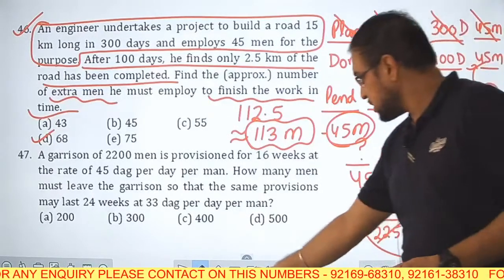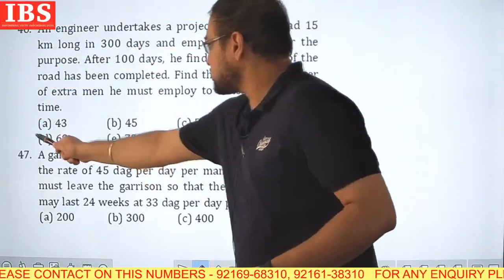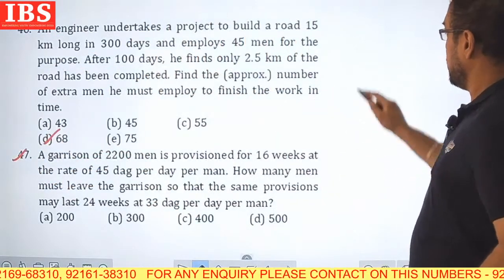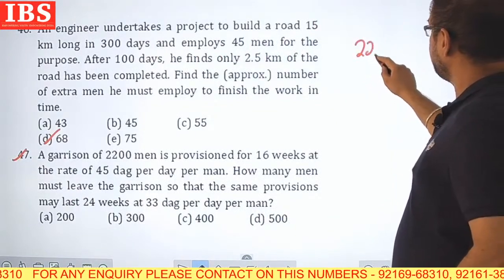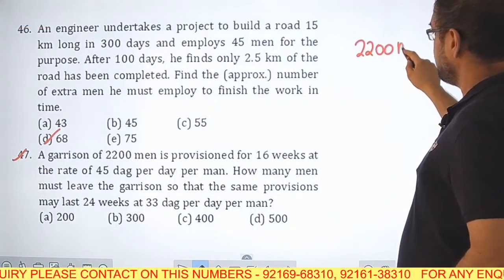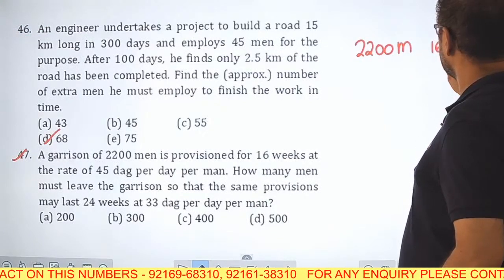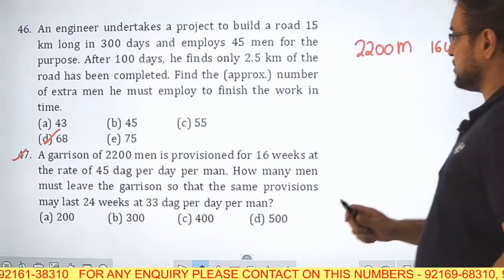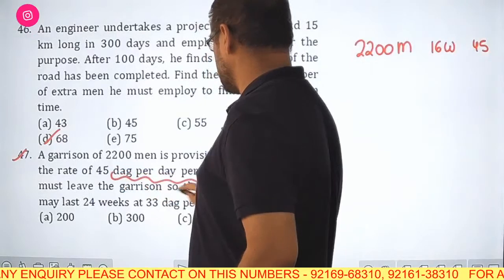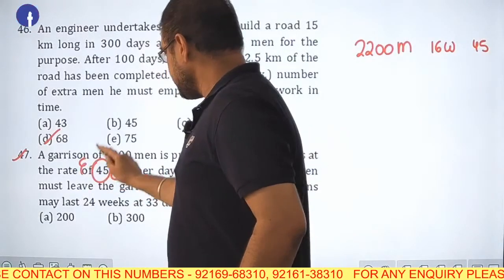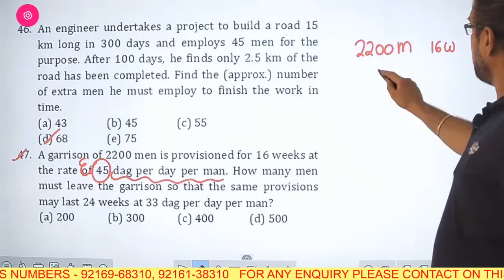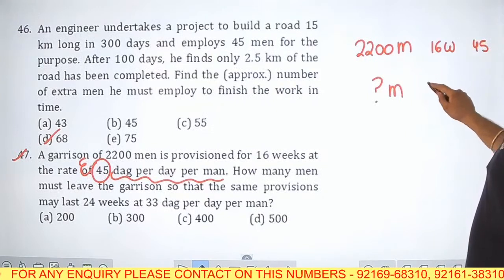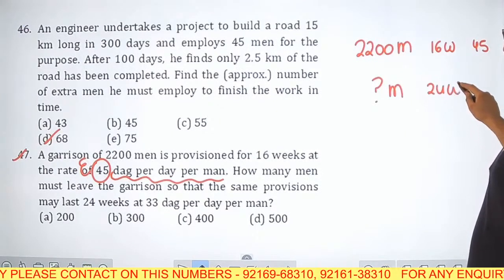So this answer is 68. Next we move on to question 47. Let's see what the question is. We have 2200 men with provisions for 16 weeks at the rate of 45 dag per day. This is dag per day per man, which means this is the efficiency. So how many men must leave? We don't know the second situation: provision is for 24 weeks and the efficiency is 33.